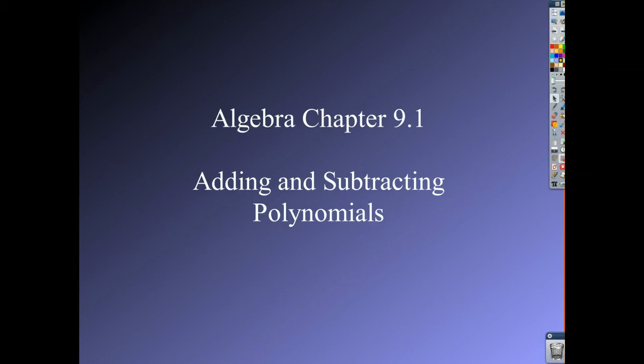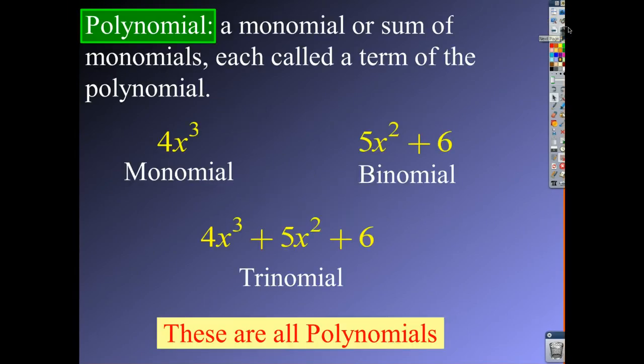Now we're moving on into polynomials. So we're going to talk about adding and subtracting these, and this is going to be Algebra Chapter 9.1. So the first thing we want to do is talk about the idea of what a polynomial is. A polynomial is a monomial, or a sum of monomials. Each are called a term of the polynomial.